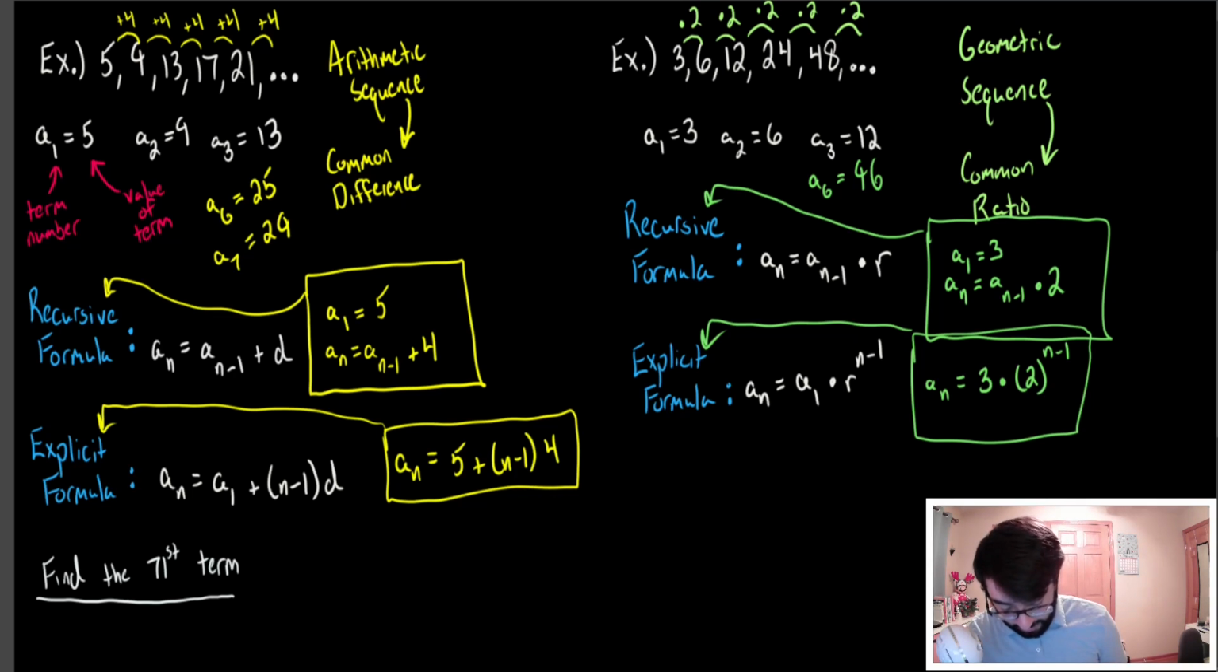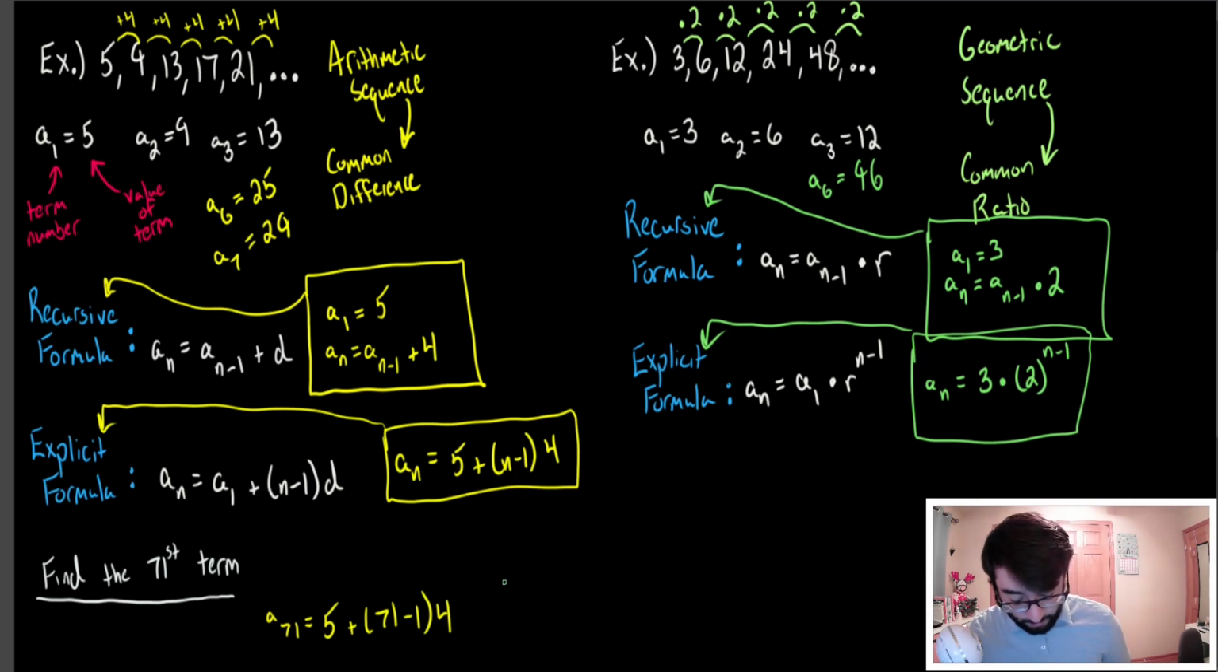I can just go ahead and use my explicit formula. Well, I want to find the 71st term, so I'm going to have a sub 71 is equal to, well, our first term, which is 5 plus n minus 1. Now, n is actually, remember, the term number that you're trying to find. Well, in this case, we're trying to find a 71st term, so n would be 71. So 71 minus 1 times our common difference, which would be 4.